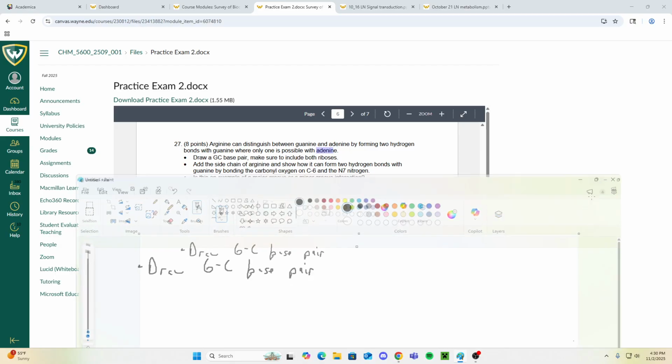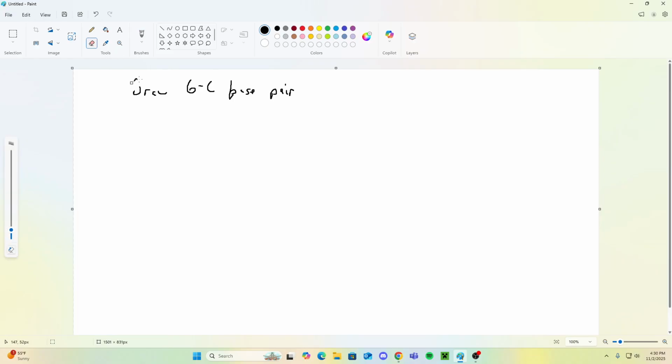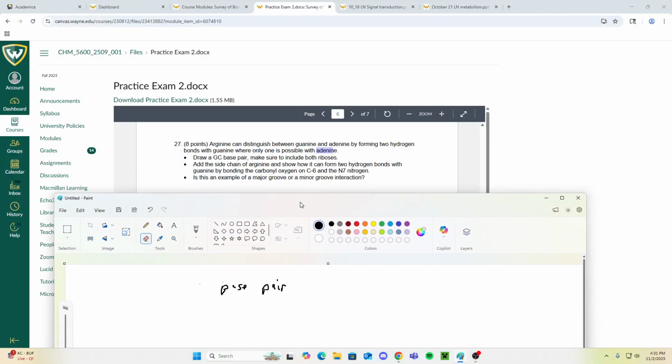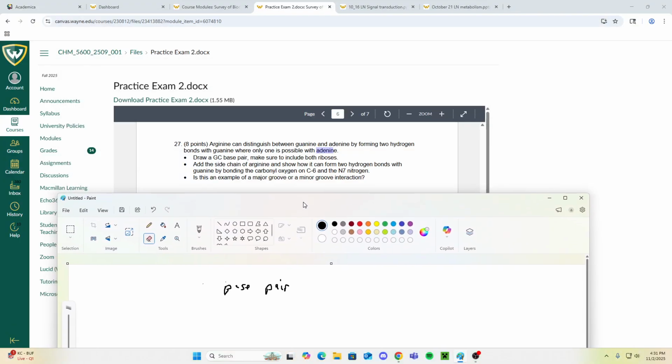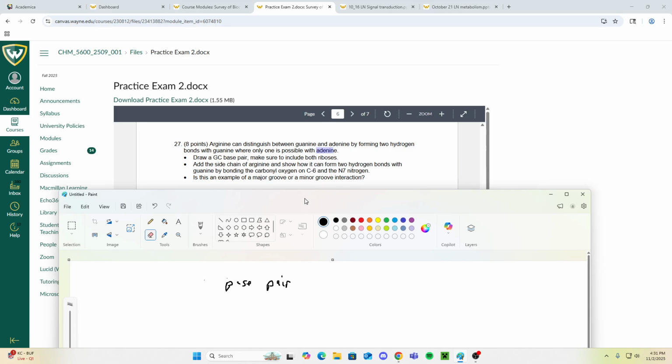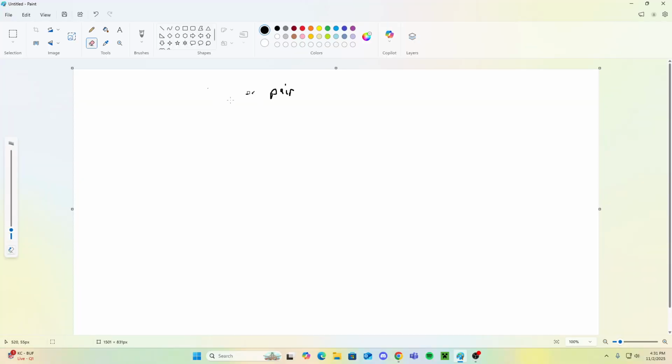Okay, so this is a real interesting problem, because even though it seems like it has a lot of parts, it's really just asking us to draw the connection between arginine and guanine, and then arginine and adenine to see how these are going to react with each other. So let's get on that.